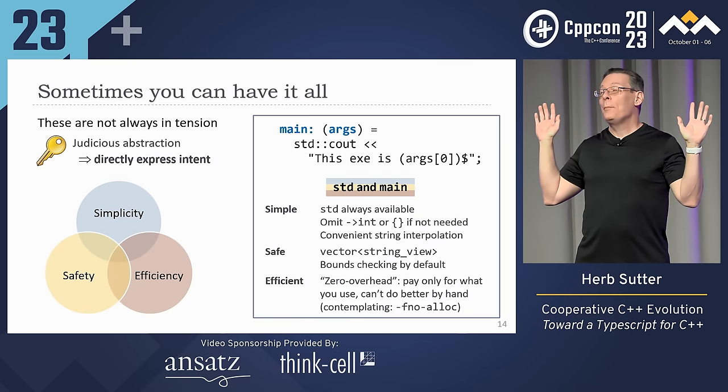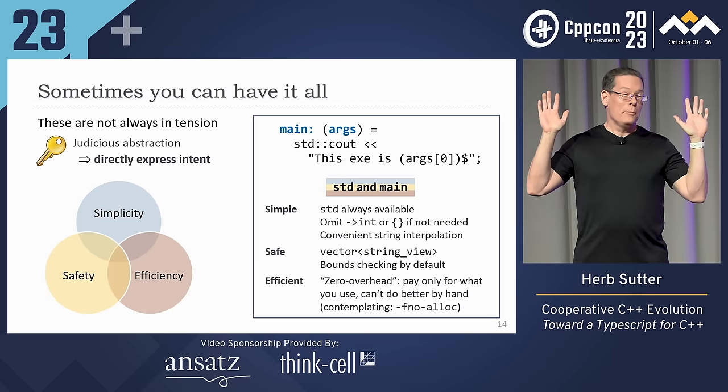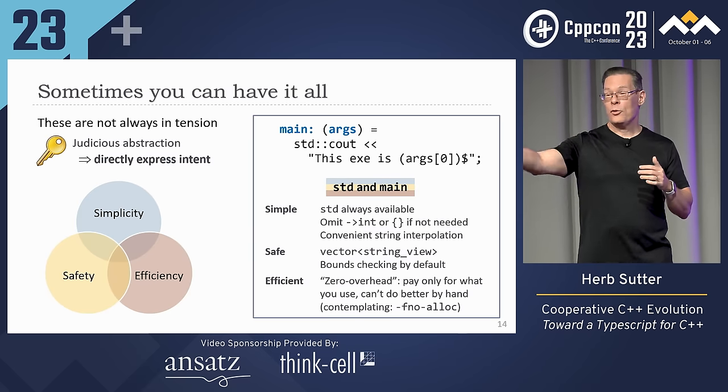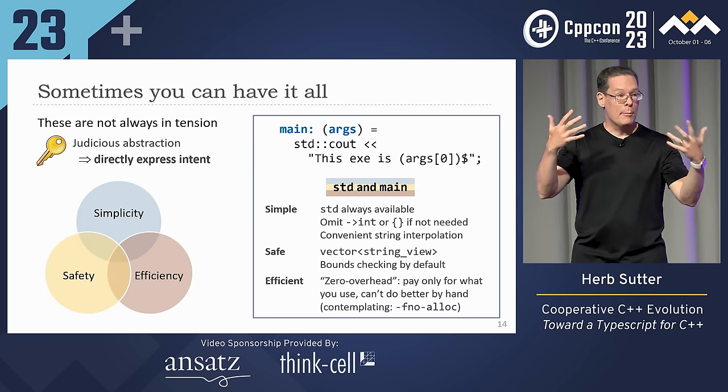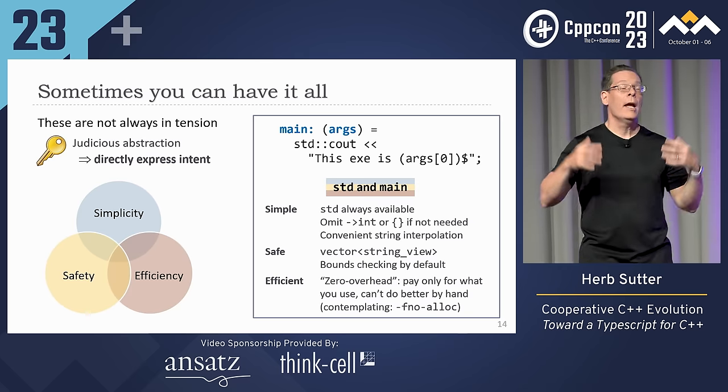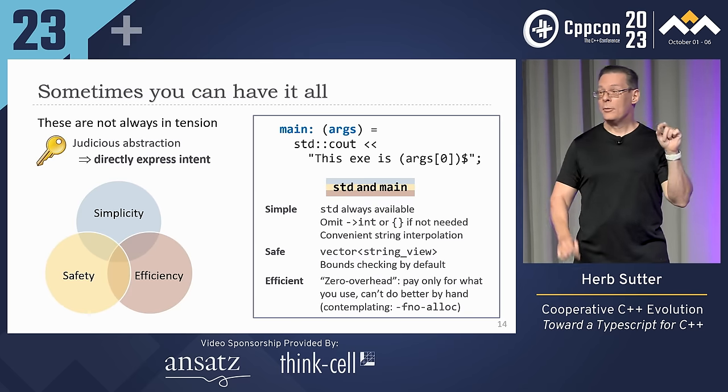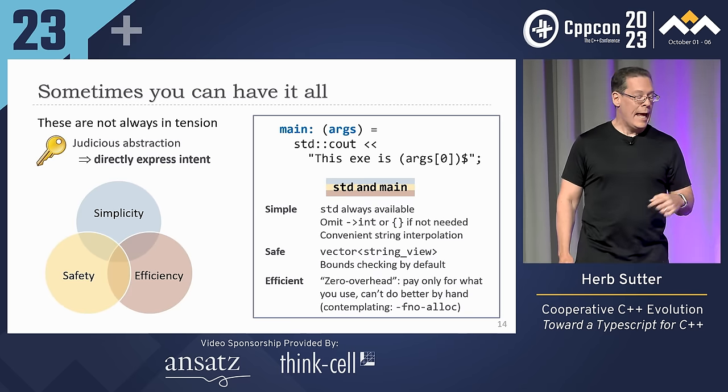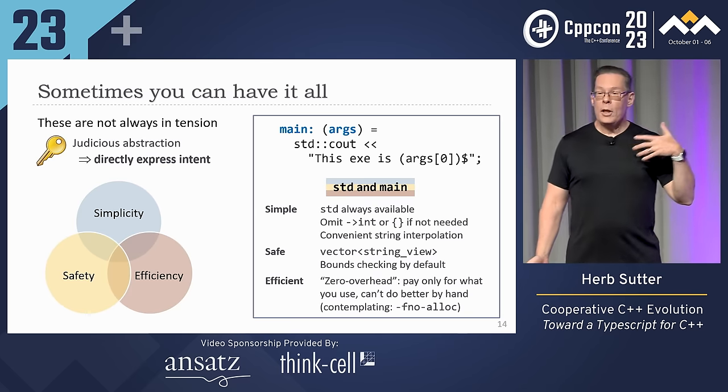But the compiler will bounds check it for you anyway. So that if something should happen, where say you port to a system that doesn't put it there, you will get an error immediately, the first time you test this code, because that subscript is also bounds checked by default. And this is zero overhead. You only pay for what you use.